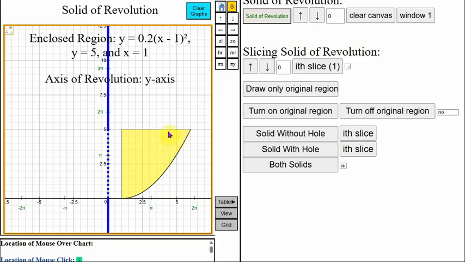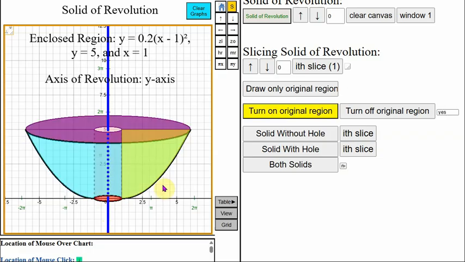It's bounded above by the line y equal to 5, and then this curve here is the curve y equal to 0.2 times (x minus 1) squared. And this is the line x equal to 1. And the axis of revolution is the y-axis. So we're going to revolve this yellow region right here about the y-axis.